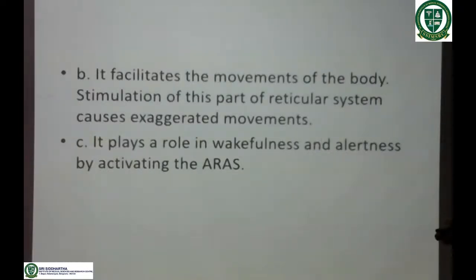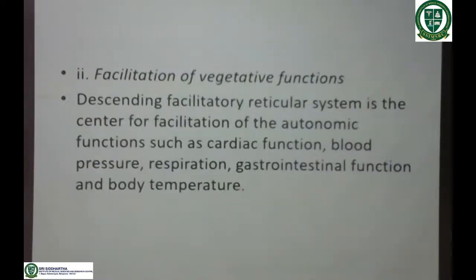Next, it also facilitates the movement of the body, and stimulation of this part of the reticular system causes exaggerated movements, and it plays a role in wakefulness and alertness by activating the ARAS. Then there is the facilitation of vegetative functions. It is the center for the facilitation of autonomic functions such as cardiac function, blood pressure, respiration, gastrointestinal function, and temperature.